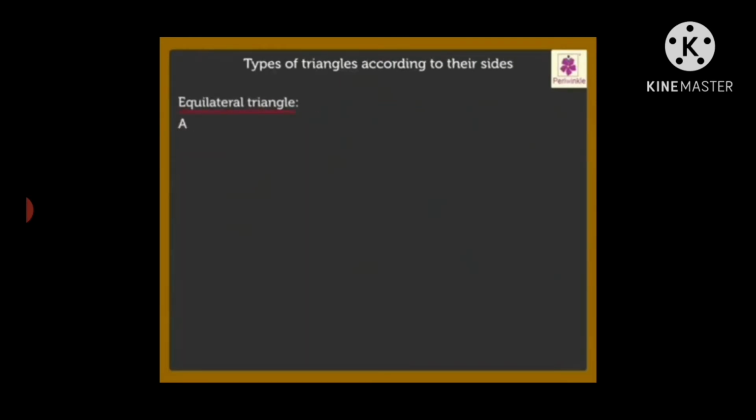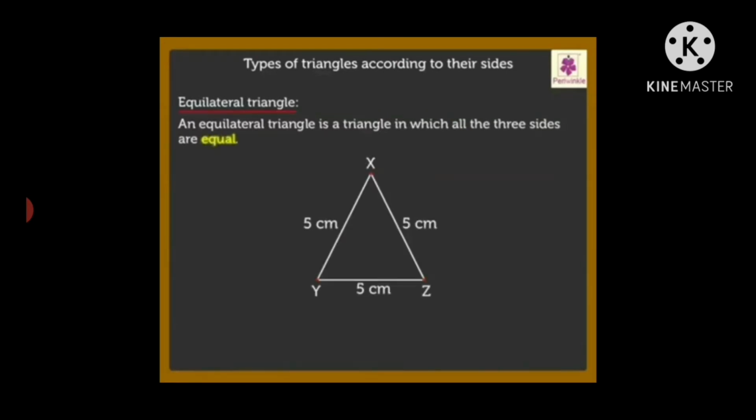Equilateral triangle. An equilateral triangle is a triangle in which all the three sides are equal. Look at the triangle XYZ. The length of each side of the triangle is 5 centimeters. Thus, we say triangle XYZ is an equilateral triangle.